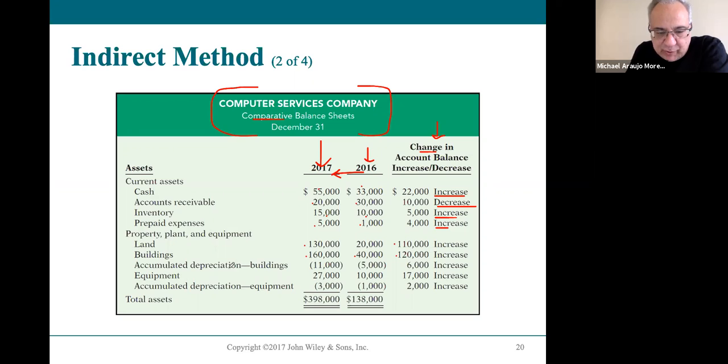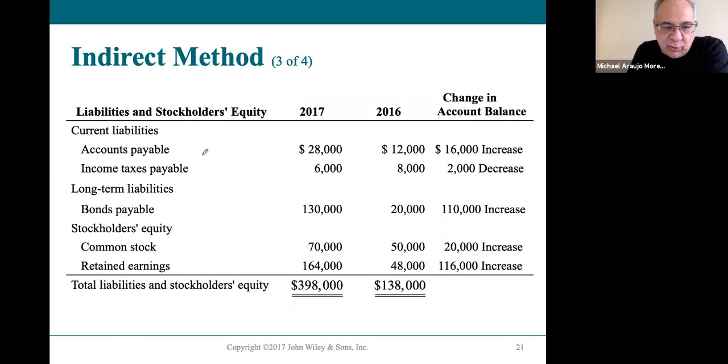Now this is interesting. The accumulated depreciation on the buildings went from 5,000 to 11,000. That's actually a $6,000 increase. It looks like a negative number, but again, we're just looking at the difference. Equipment went from 10 to 27. That's a $17,000 increase. And accumulated depreciation on that equipment increased by 2,000. So we have to note all the differences, and we've only done assets. The next page will show you liabilities and stockholders' equity, of course, not in the same format, which is always wonderful. So again, we're going from 2016, noting the changes to 2017.